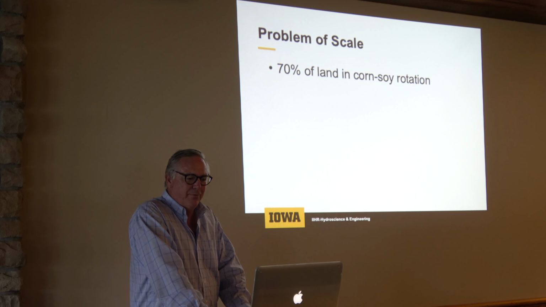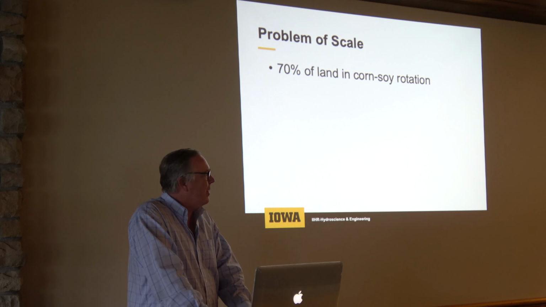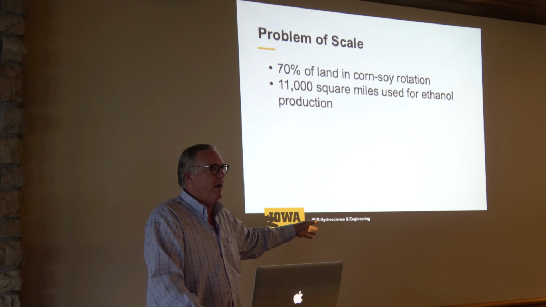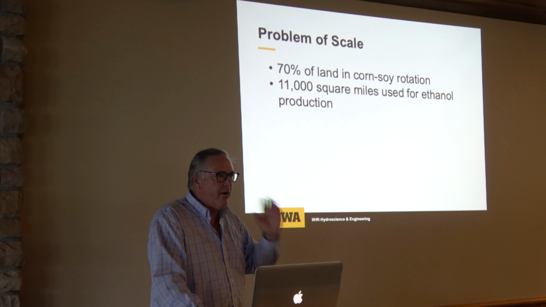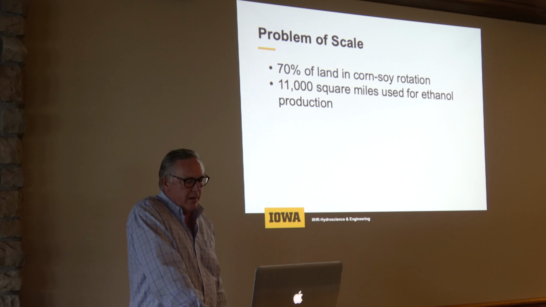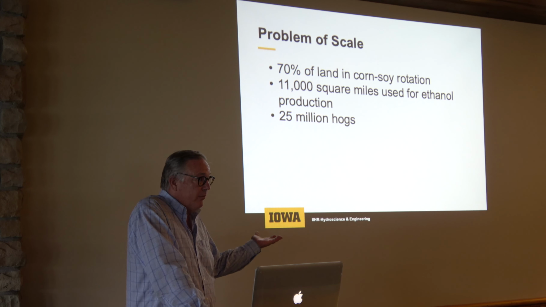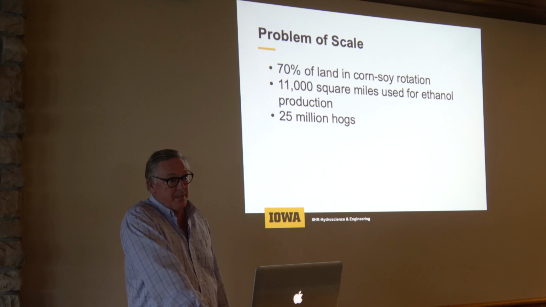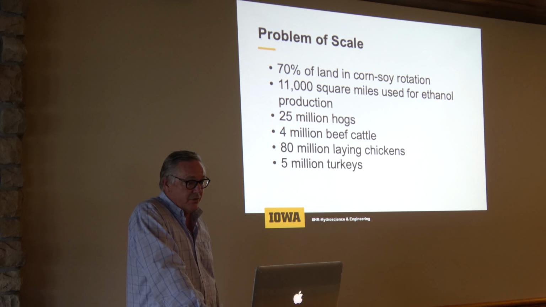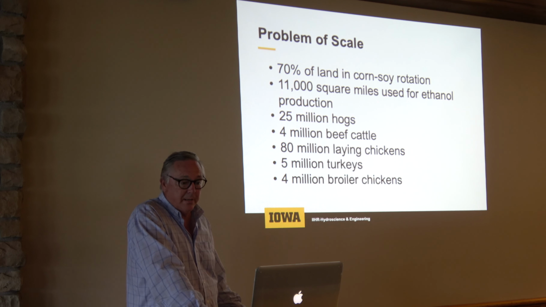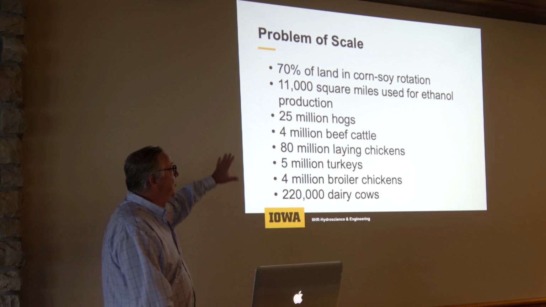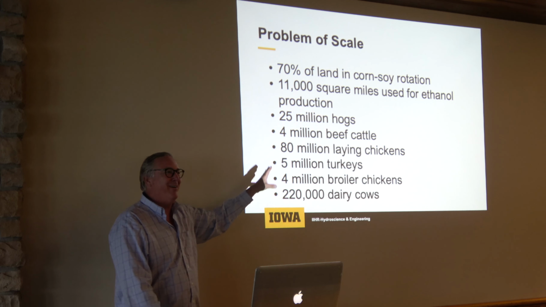And so we have 70% of our land in annual crops. We have 11,000 square miles of the state of Iowa used for ethanol production. So an area equivalent of 20 Iowa counties we've committed to grow corn for ethanol. We have 25 million hogs, and bear in mind that a hog reaches market weight in 6 months, so really in a year we have 50 million. 4 million beef cattle, 80 million laying chickens, 5 million turkeys, 4 million broiler chickens, and 220,000 dairy cows. Can you do this here and still get clean water?